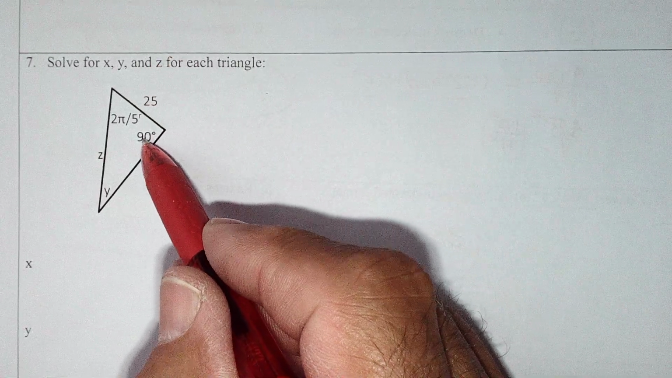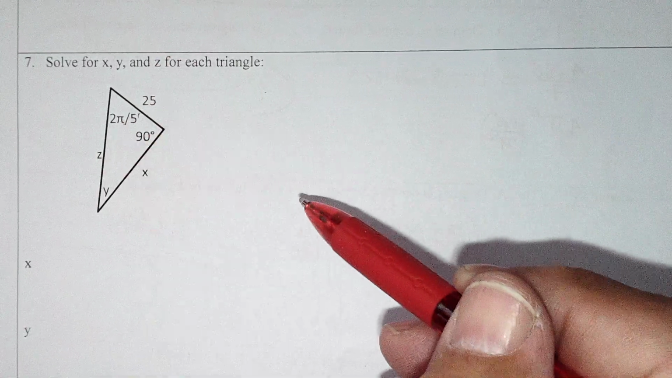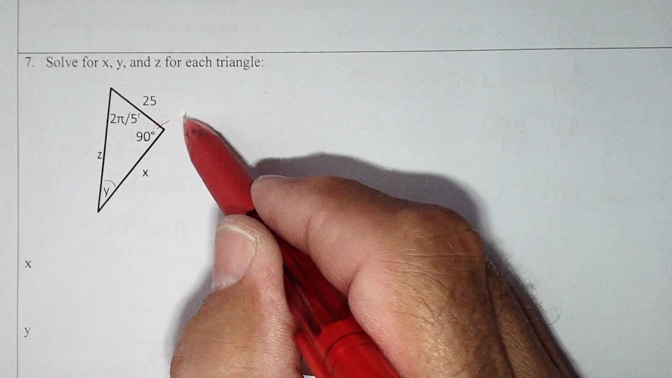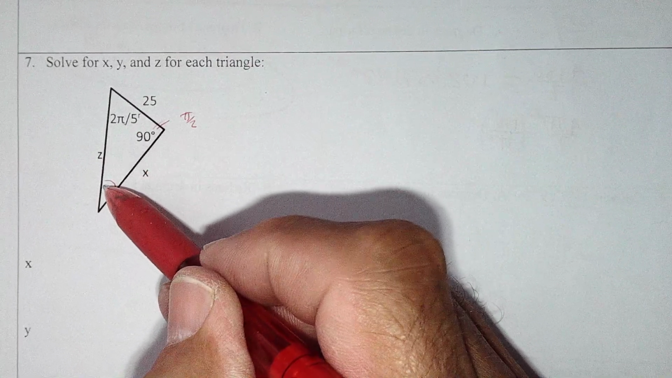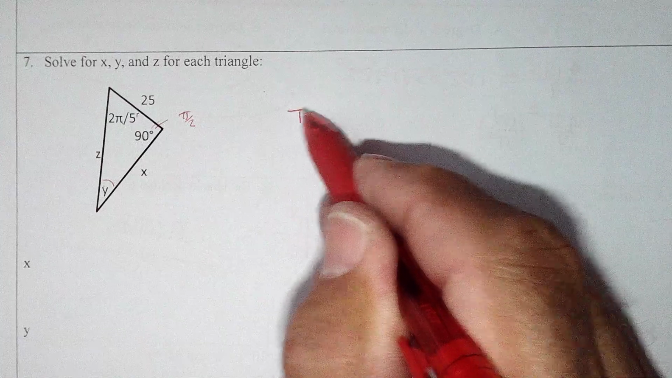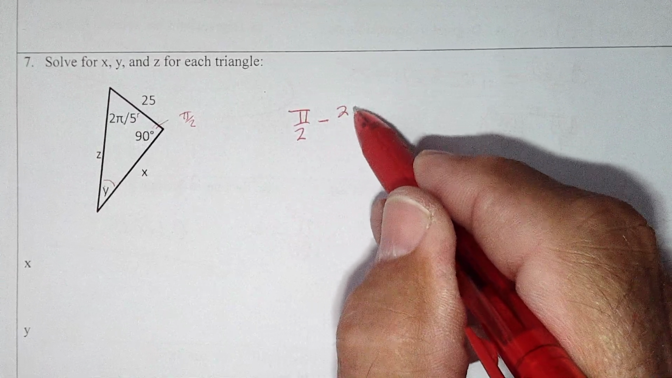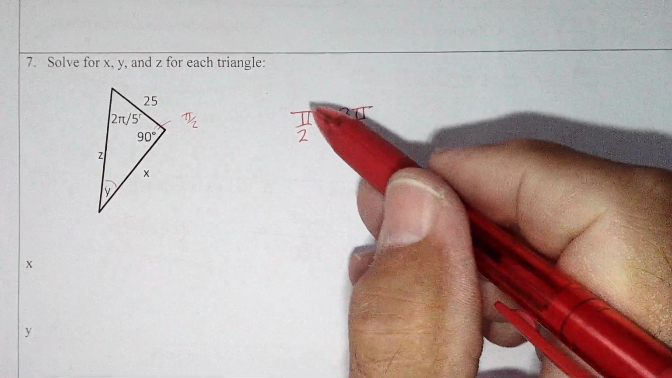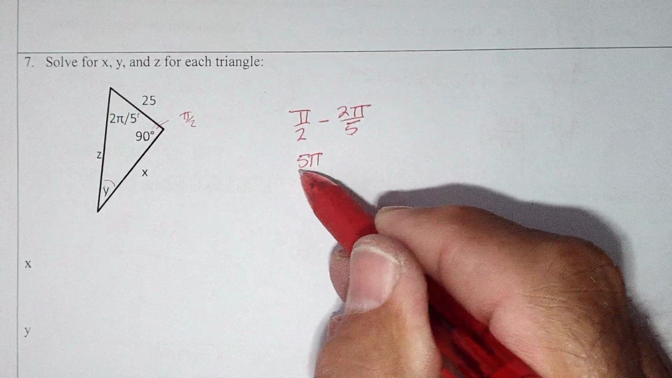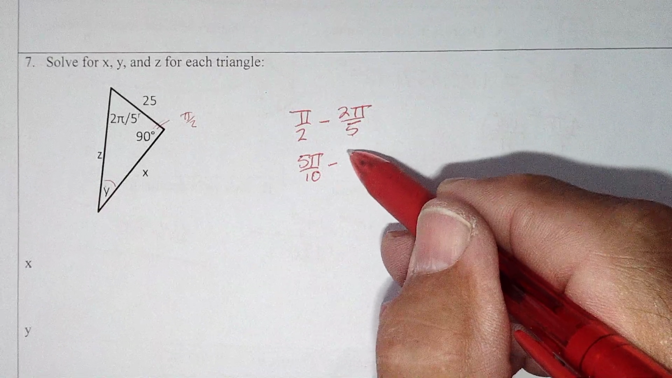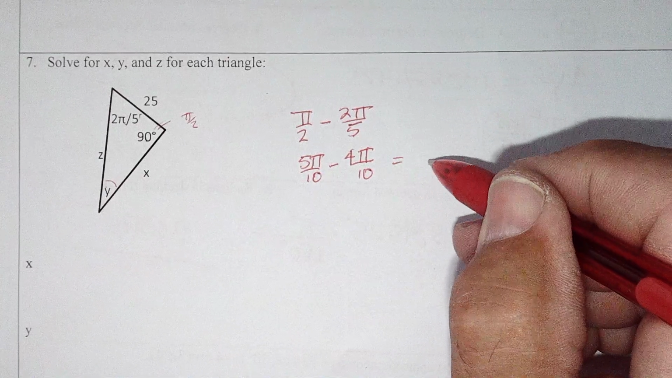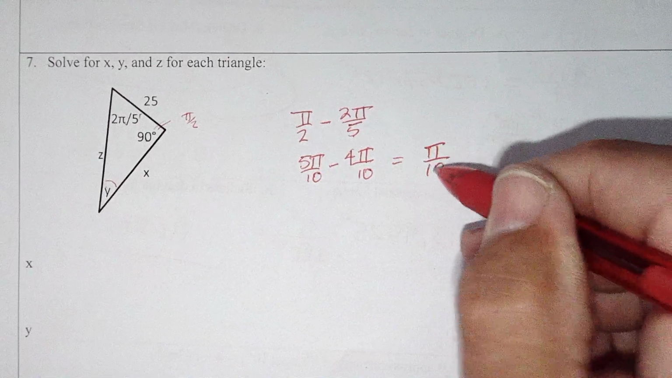Okay. Now I give it, one angle is in degrees and one's in radians, and you got your choice for what you want to do to find y. Now you could think of 90 as pi over 2, so that means these two have to be pi over 2. So if we take pi over 2 minus 2 pi over 5, common denominator would be 10. So this is 5 pi over 10 minus 4 pi over 10, which is simply pi over 10.